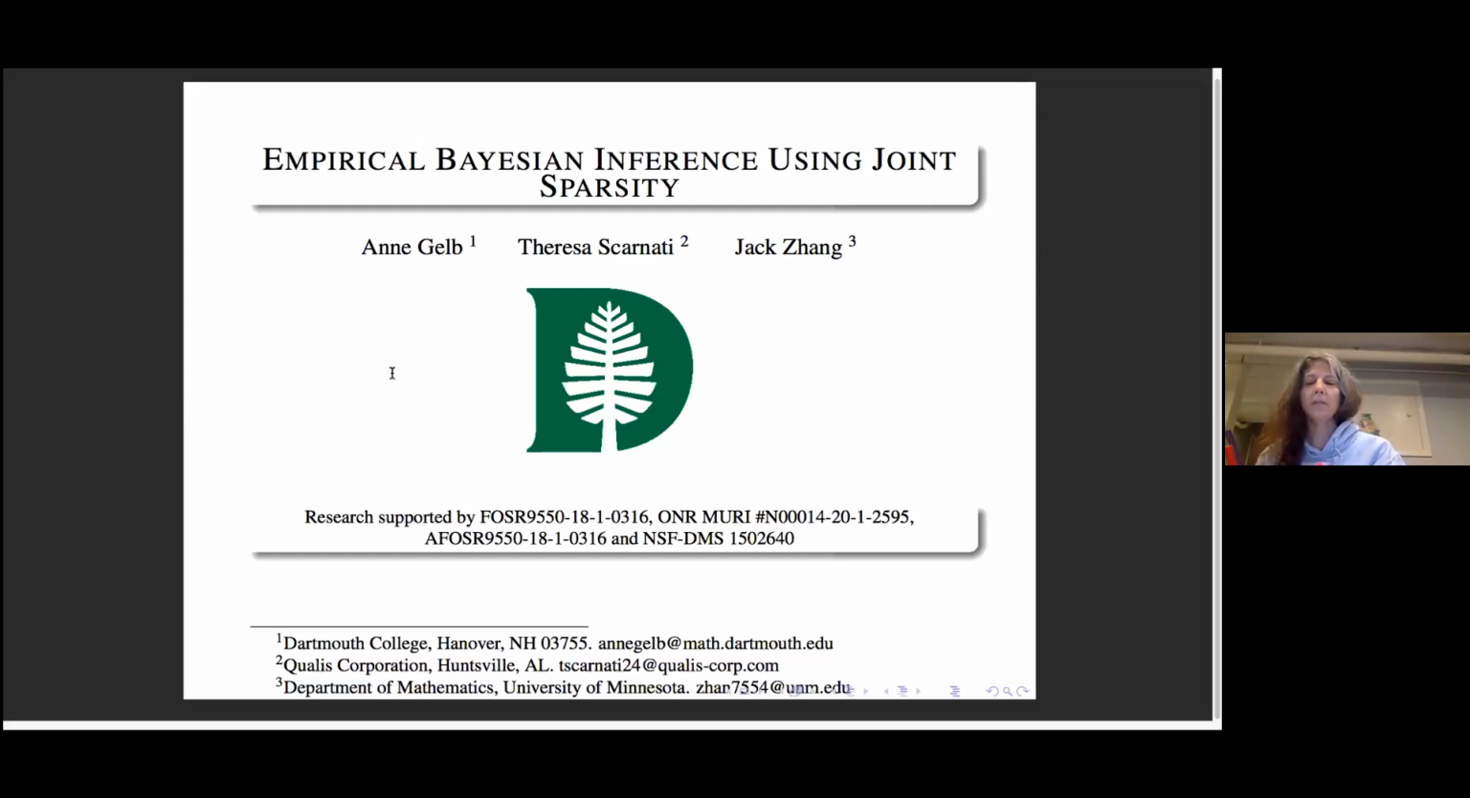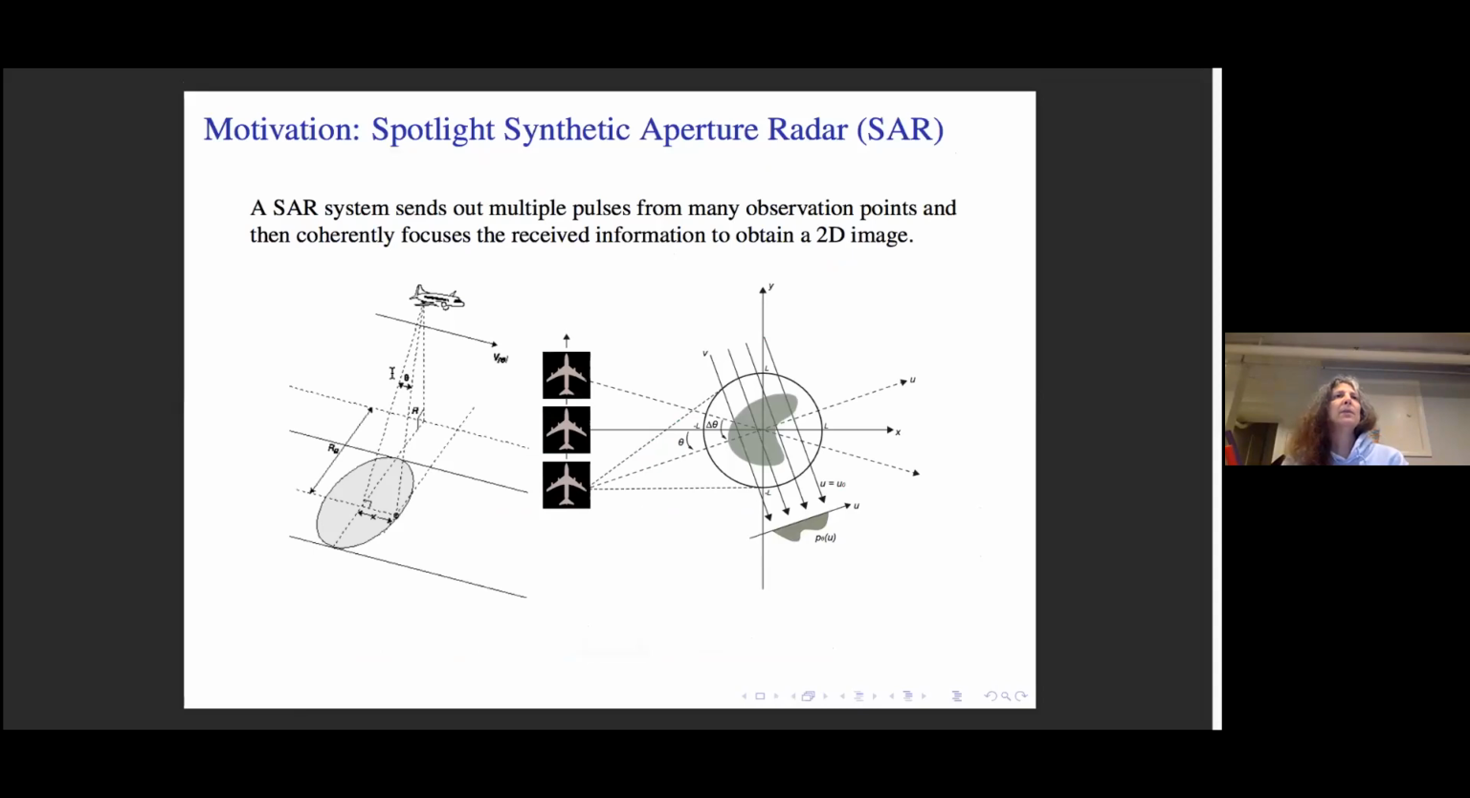Okay. So the motivation for this problem is something that I've been thinking about for quite a while, thanks to some of the people that are actually here as well. I've worked quite a bit with Doug Cochran on these types of problems. And it's from spotlight synthetic aperture radar. So this is just a little cartoon of what a SAR system basically does, and how it collects information over a scene of interest. And the idea is to try to reconstruct the underlying signal from the data that we collect.